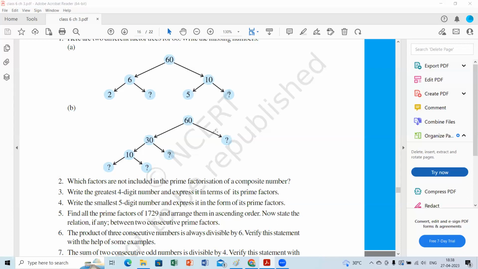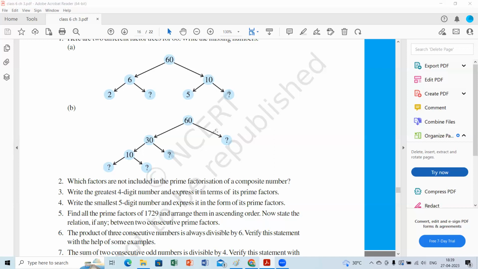Now you see who have completed. Check question number 2. Which factors are not included in prime factorization of a composite number? If you see anywhere, the number 1 and the number itself are not included. 60 can be expressed as 1 into 60, but we should not write 1 into 60. Those are not included in prime factorization of a composite number.